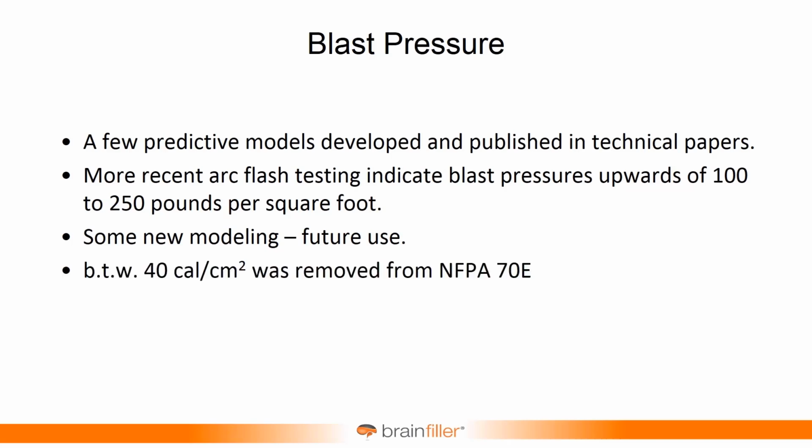By the way, with this blast pressure thing and the bug splat comment that I made, the 40 calorie per square centimeter note that was in NFPA 70E, that's what set off a lot of that. It was brought in with the 2000 edition. And over the years, people began to recognize it's not so much a function of calories per square centimeter incident energy as it is about short circuit current. So the latest edition of NFPA 70E just simply removed it. And with really good reason.